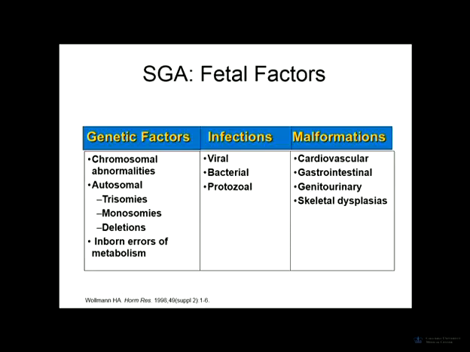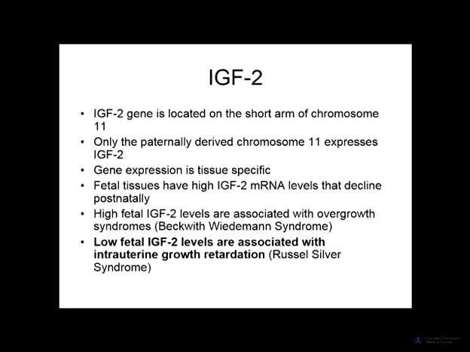These are the fetal factors that don't catch up. So if there's something genetic or some viral infection that affects the fetus or congenital malformations, those usually, after age 2, don't get any better. Those children persist in being small. Comment about IGF-2. It's a gene located on the short arm of chromosome 11, and it is the main intrauterine growth factor. Okay, so excess levels of IGF-2 in intrauterine life are associated with overgrowth syndromes, and insufficient IGF-2 in intrauterine life is associated with intrauterine growth retardation.